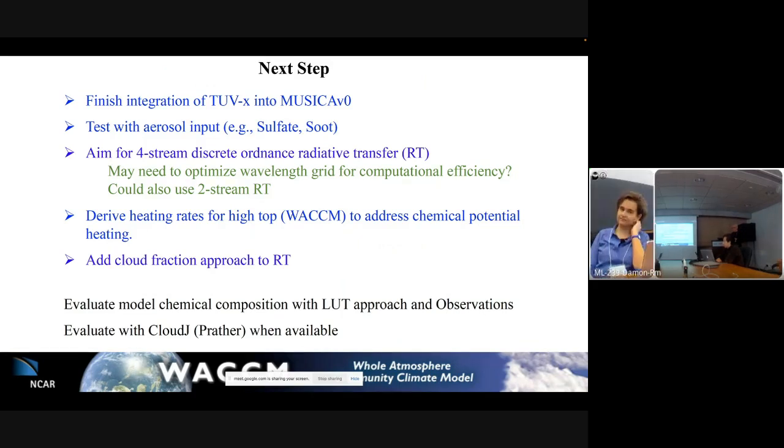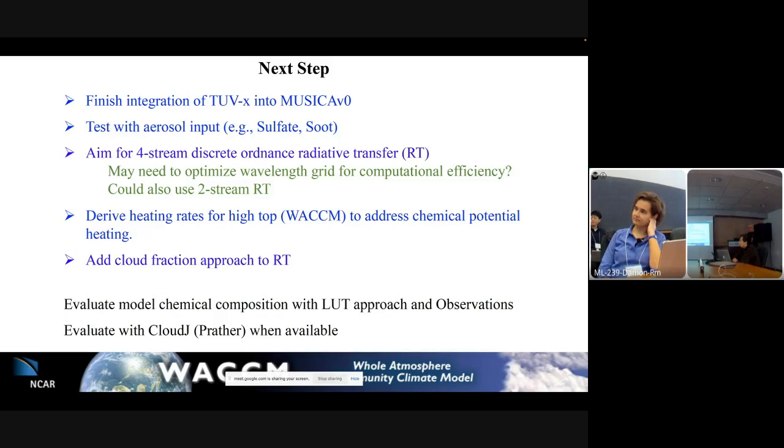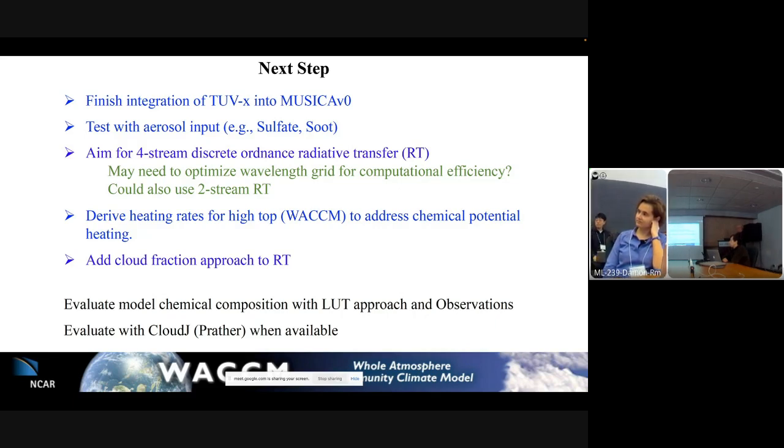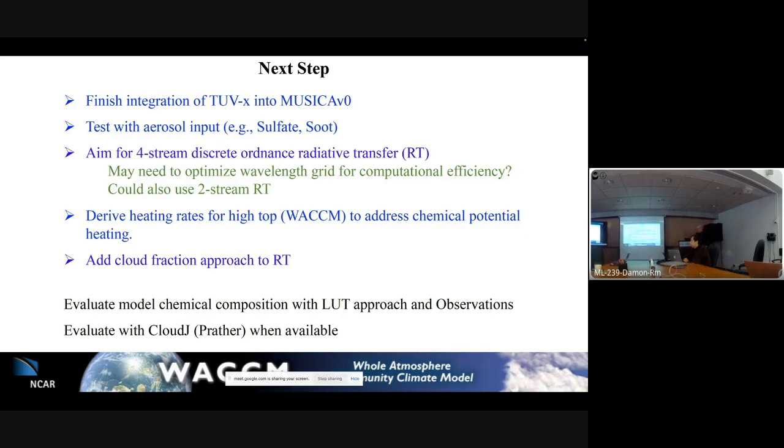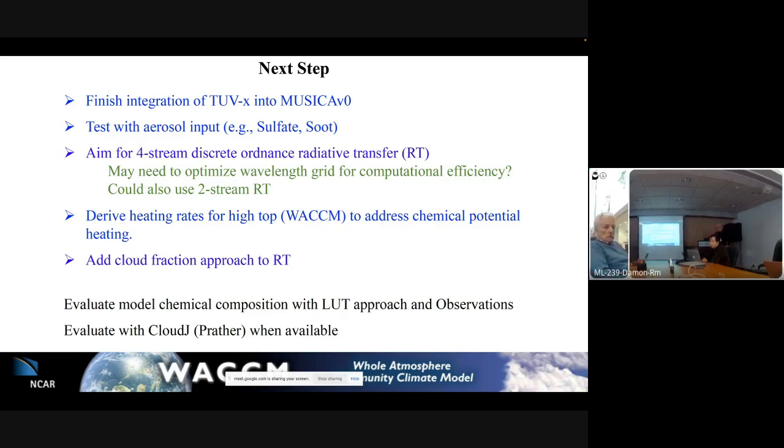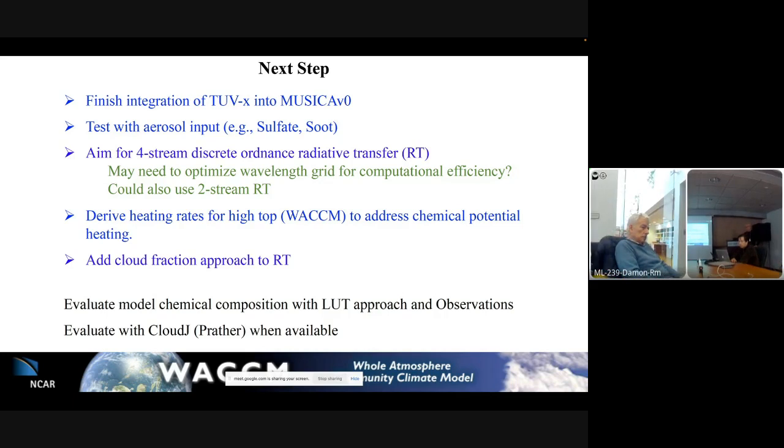We have to derive the heating rates, as I just said, from a chemical potential heating, and then come up with a cloud fraction approach for the radiative transfer. And there are some options out there, but that's what I've got. And so I'm really hopeful that by the time the next working group meeting comes, this is going to be done. It'll be in line in CESM2 or whatever version of the model we have available at that time. Thank you for your attention.